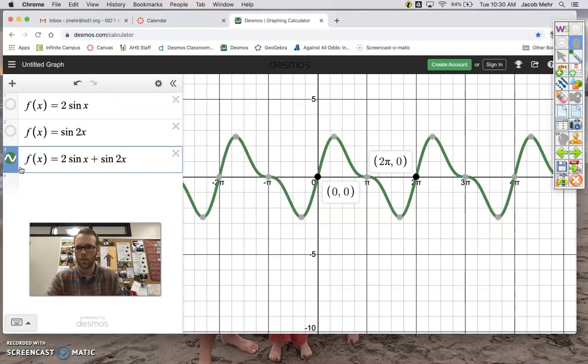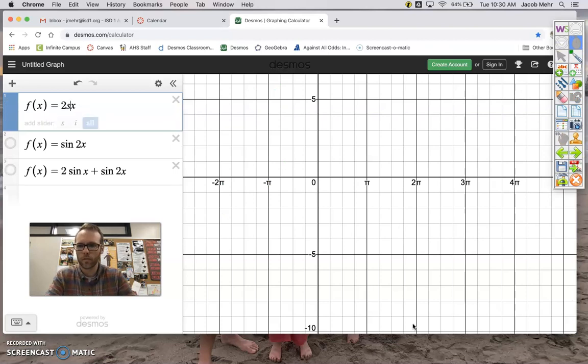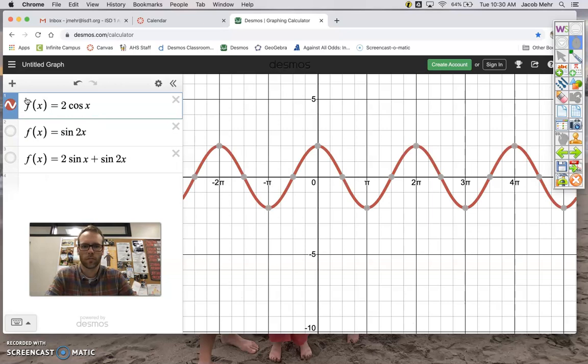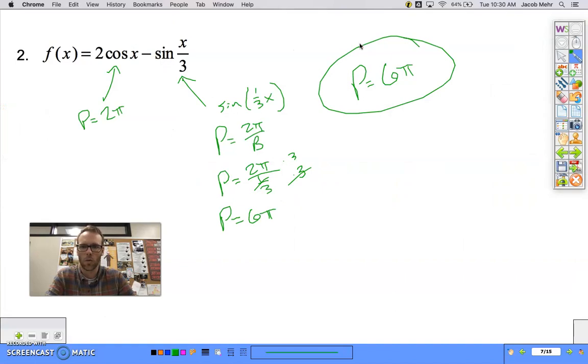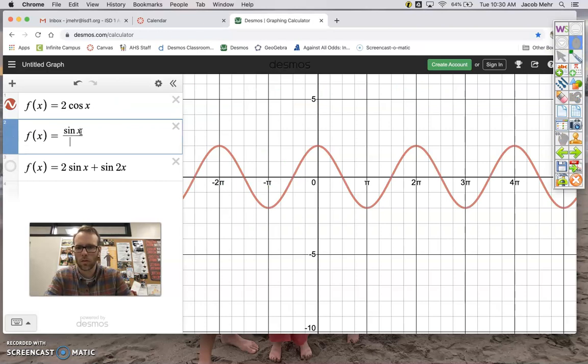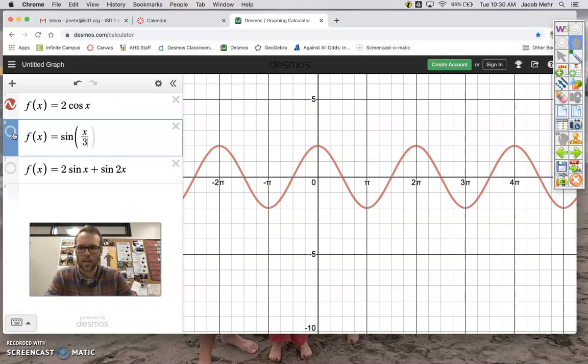All right, so let's turn that off. What was our first function again? 2 cosine of x. Okay, looks like that. Looks pretty good. Our second function was a sine of x over 3. Let's see here, we'll do it like that. Okay, that's going to be a stretched out version of the sine function. Now, what's it going to look like when we subtract?